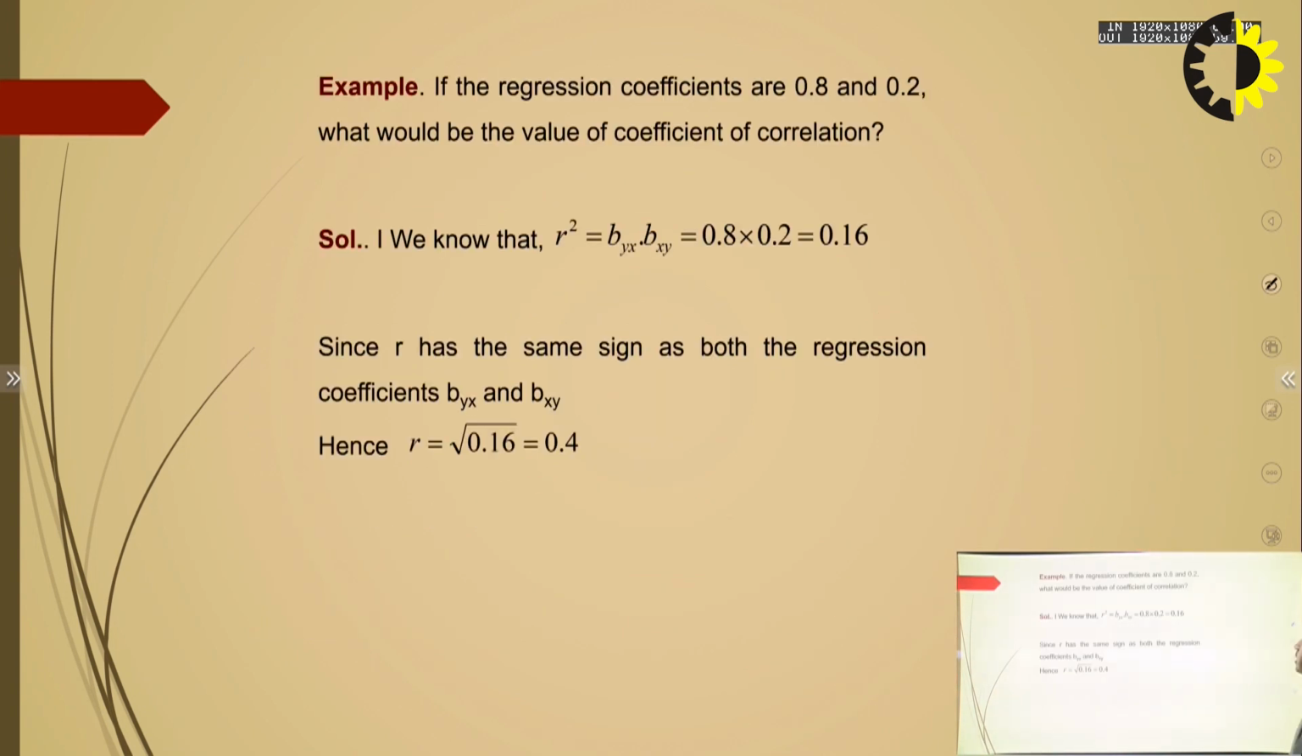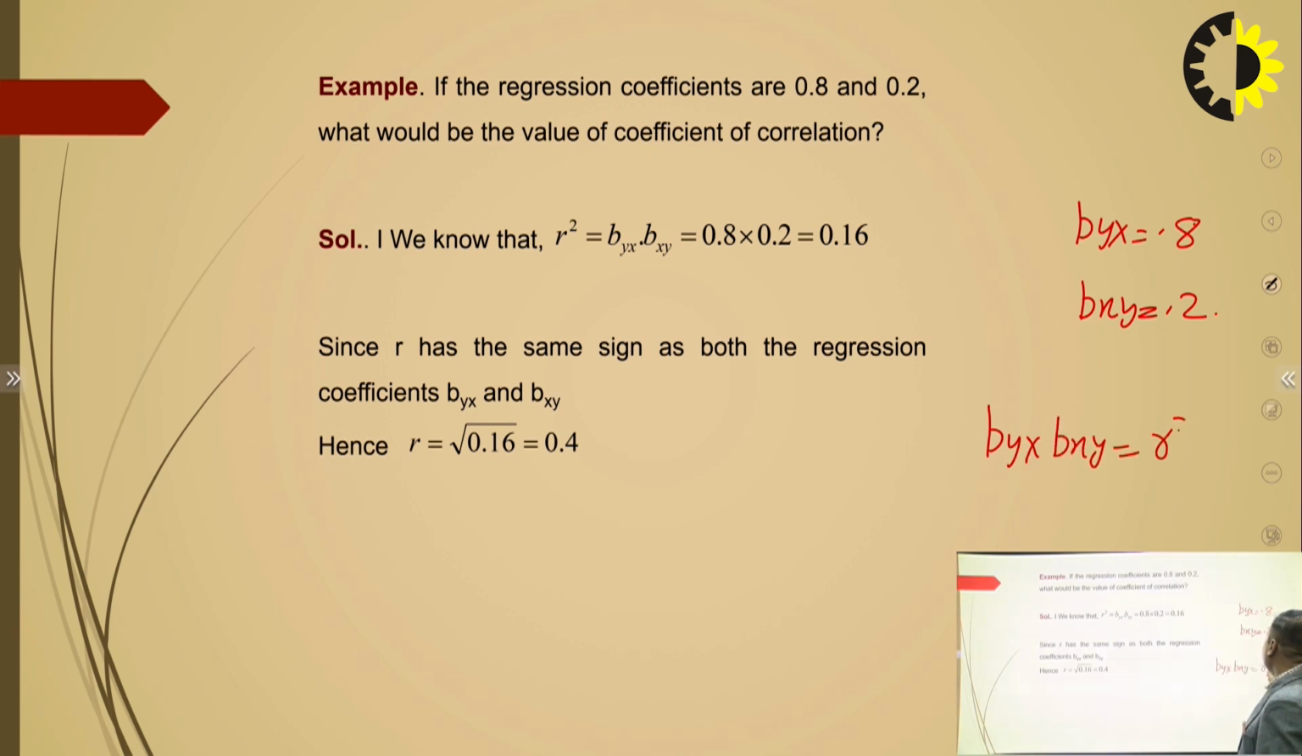Now let us take an example where the regression coefficients are 0.8 and 0.2. That means let us take byx is equal to 0.8, bxy is equal to 0.2. Then byx times bxy is equal to r square. That means 0.8 into 0.2 is equal to r square. So r is equal to the square root of 0.16, and r square is equal to 0.16.